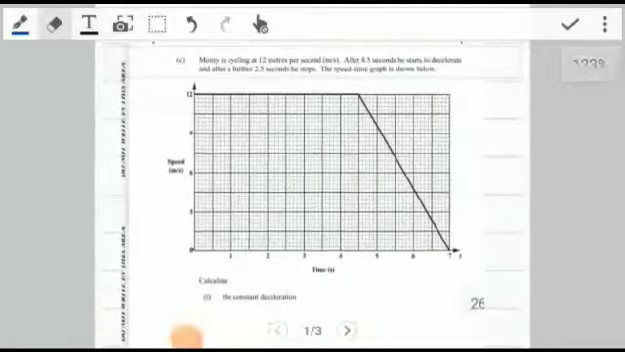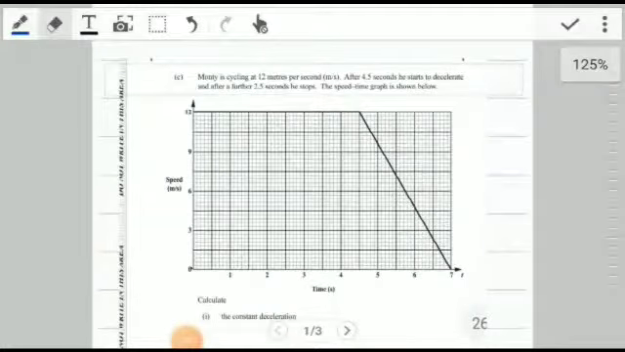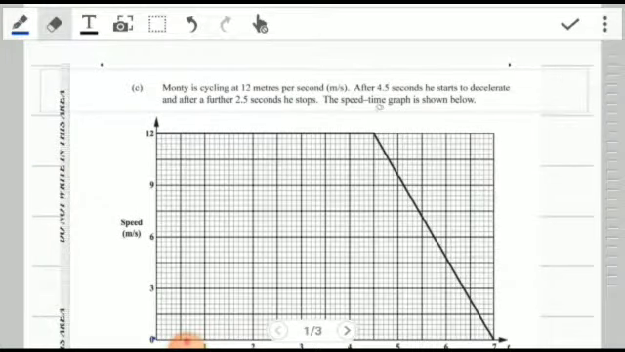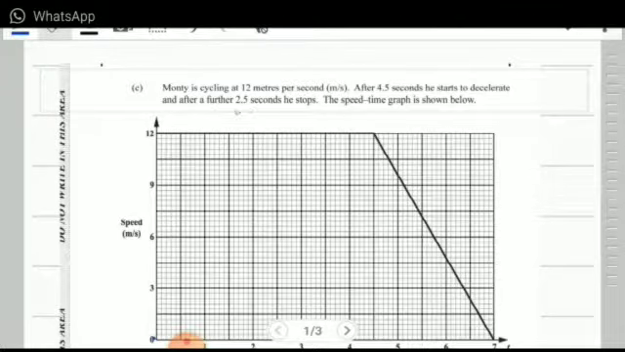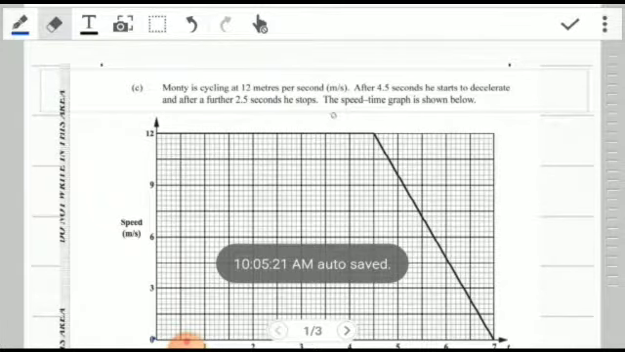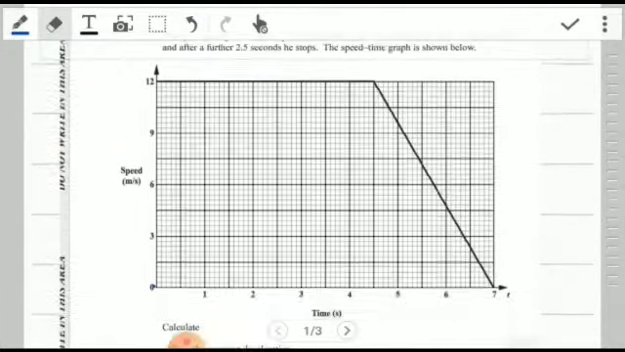Good day everyone. We're looking at question 8 part C, January 2021 CSEC paper 2. This one is a speed against time graph. Let's look at what the question says. Monty is cycling at 12 meters per second. After 4.5 seconds, he starts to decelerate, and after a further 2.5 seconds, he stops. The speed time graph is shown below.